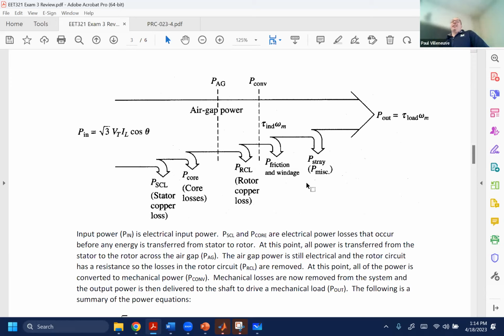Induced torque from an electrical standpoint, and this is an electrical class, is why we use terminology that helps us understand what's happening from an electrical perspective. That induced torque is from the electrical power that is supplied. Does that make sense, Nate? Hopefully that does.